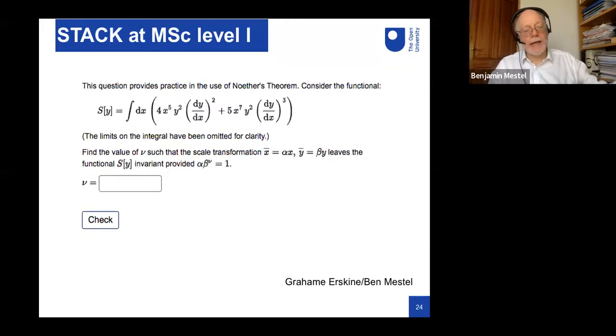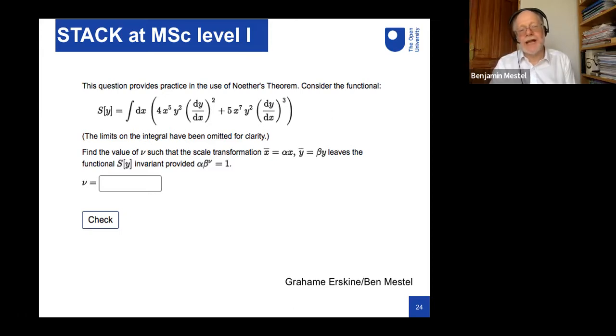Okay, so my main contribution personally has been to develop Stack at the master's level. And here, for example, is a Stack question from the module I run, which is called the Calculus of Variations and Advanced Calculus. And I don't know if you're familiar with the Calculus of Variations, but one of the principal theorems, a very significant theorem, not just in the Calculus of Variations itself, but in applications in physics, is Noether's theorem.